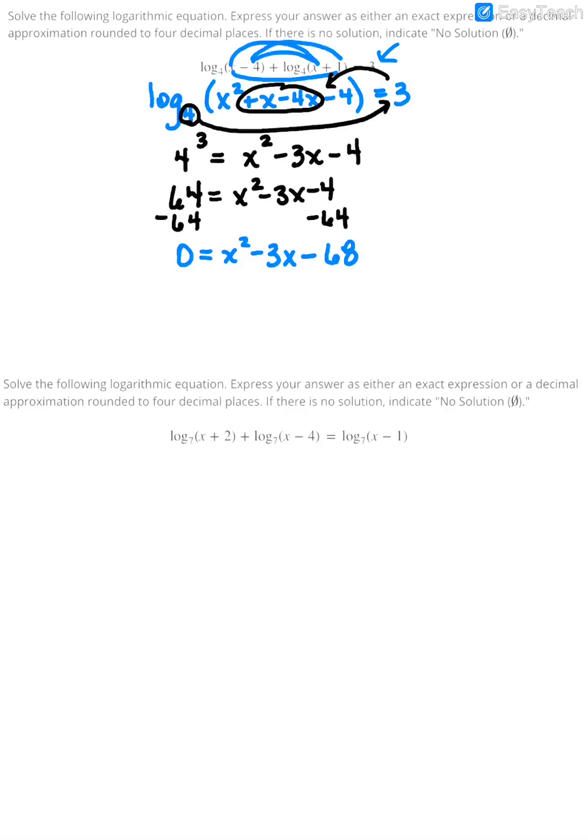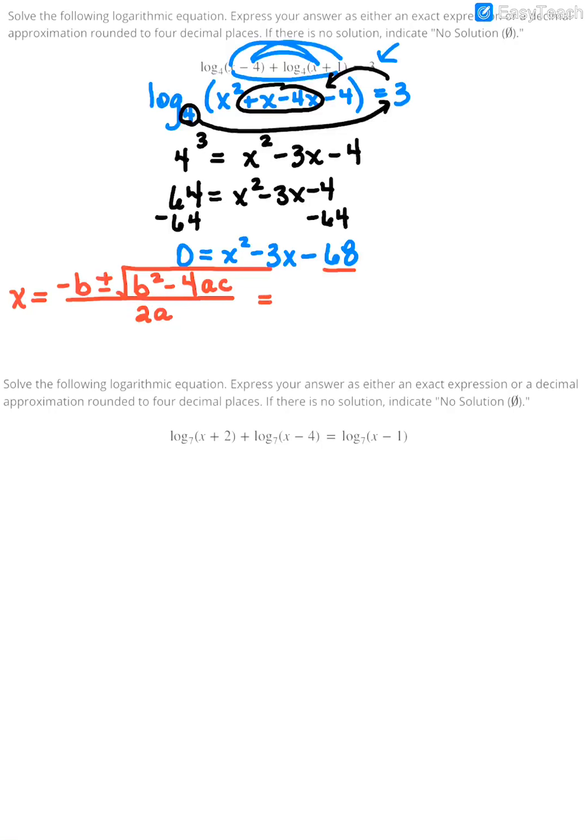Now, when we're solving a quadratic, always try to factor first. In this particular case, I do not have factors of negative 68 that could produce my negative 3x in the middle. So when that happens, you have to use your quadratic formula. So remember, the quadratic formula says we're going to take the opposite of b plus or minus the square root of b squared minus 4 times a times c, all divided by 2 times a.